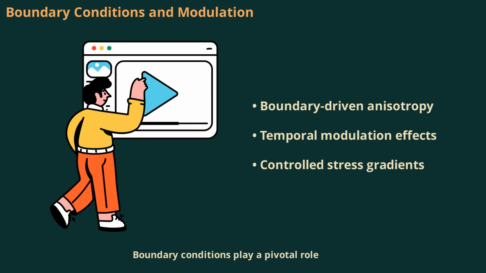Boundary conditions play a pivotal role in generating anisotropic components of the TVST. By applying temporal modulation at these boundaries, the system can create and control the stress gradients necessary for propulsion. This interplay between boundaries and modulation is a defining feature of the AEON STRATUM PRIME approach.